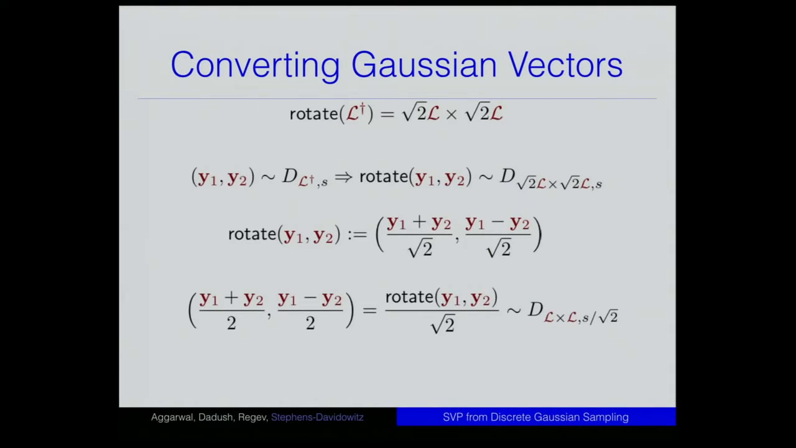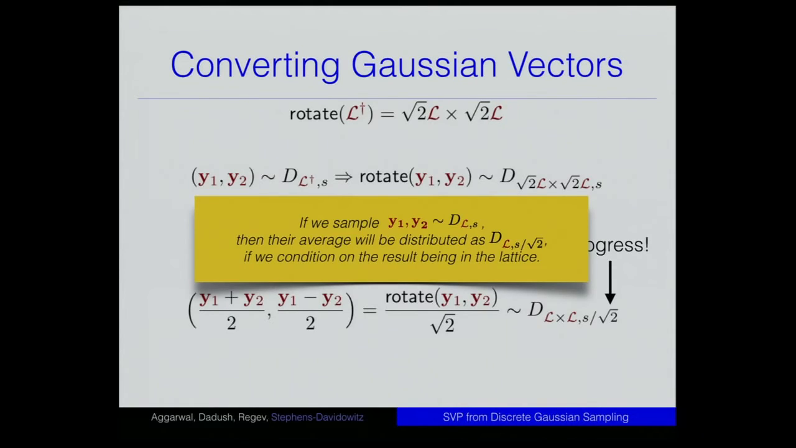So in particular, if I instead took the average and I threw in that second coordinate, which won't be important to us, that's the same as rotating and dividing by a square root 2, which means that if we take the average, then the first coordinate will be distributed as a discrete Gaussian on L with the parameter dropped by a factor of square root 2. So that shows that this conditional distribution, if we take the average of 2 lattice vectors conditioned on the result being in the lattice, the result is, so the square root 2 is progress.